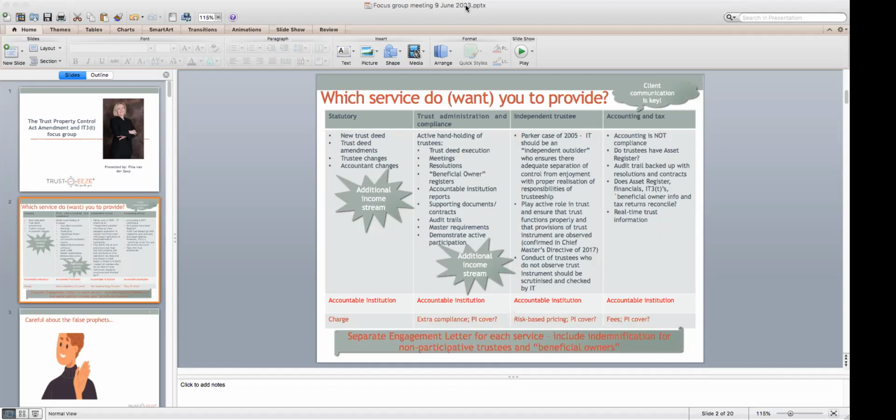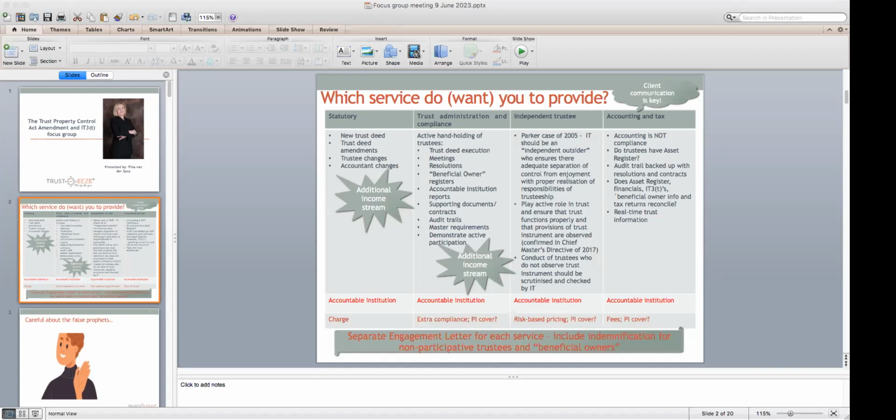Also, you are an accountable institution if you provide this particular service. And we actually need to charge for this. We can demonstrate to our clients that we are providing this service, and there's an extra layer of compliance, which costs money.